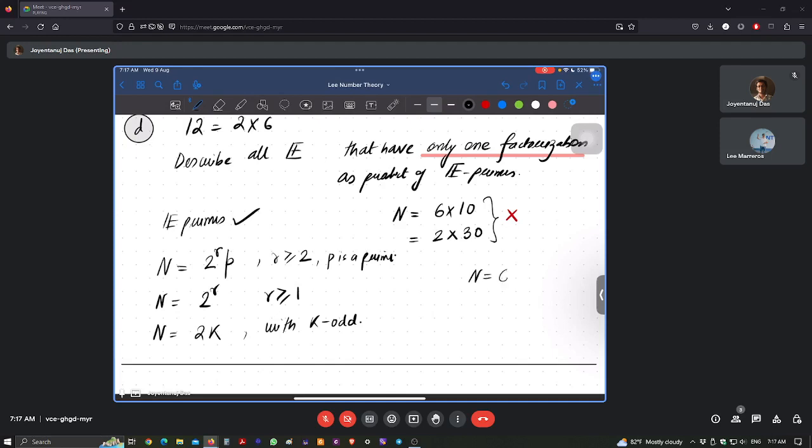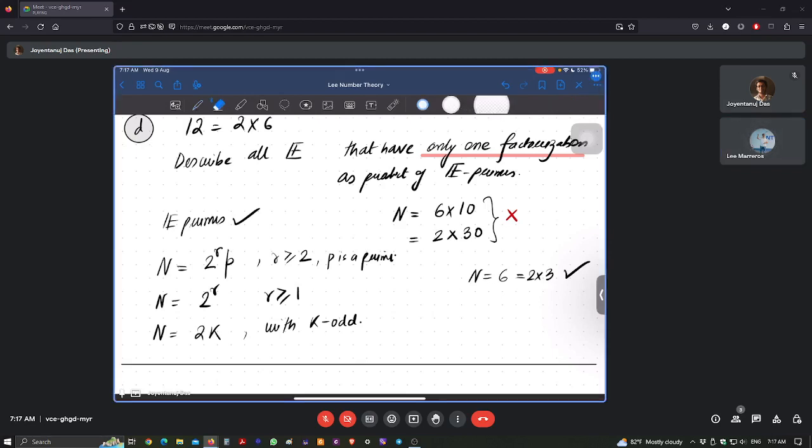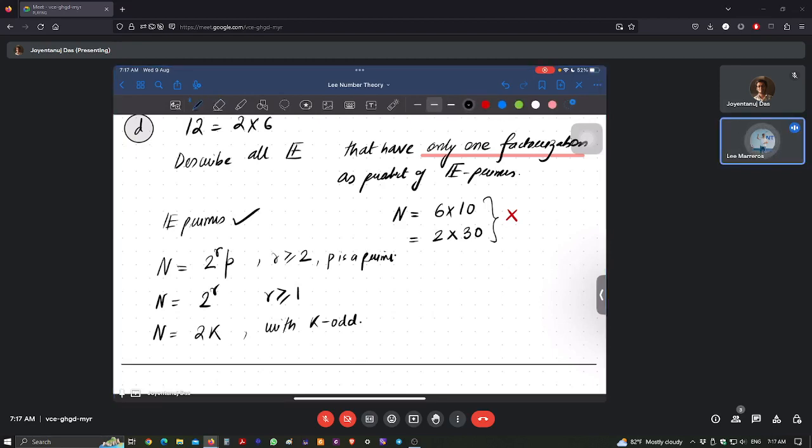That is what I'm saying. If I take n equals 6, it is 2 times 3, right? So this will work in this set because it has only one factorization, that is 6 only, right? Yes, that is what I'm saying. 2 multiply 5 will also work.